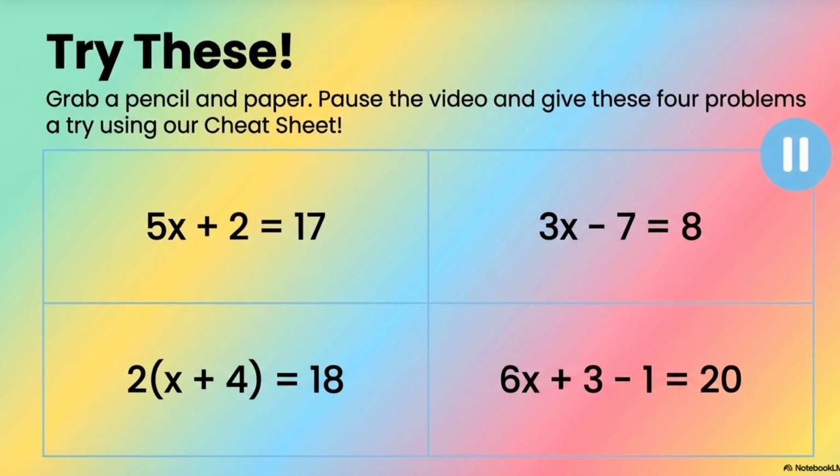Now it's your turn. Pause the video and try these 4 problems on your own. Use the cheat sheet and go in order. Distribute if needed, combine like terms if needed, then isolate the variable step by step.